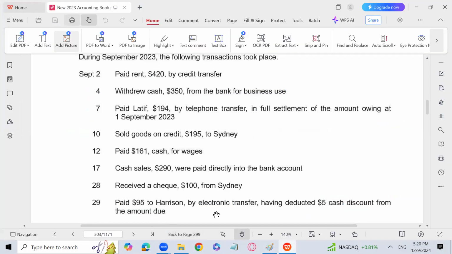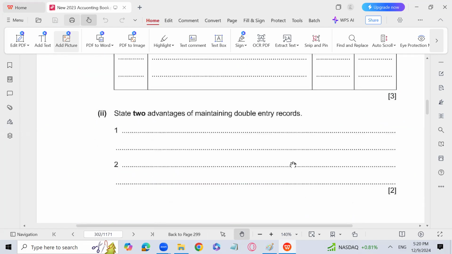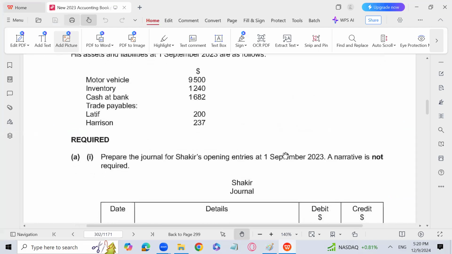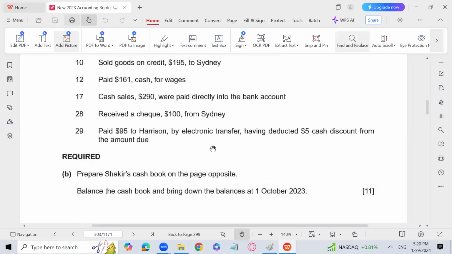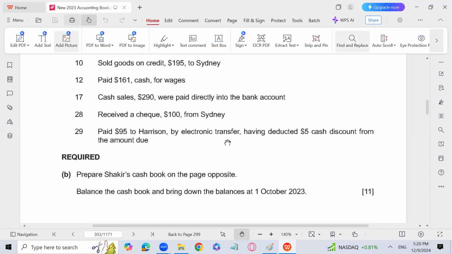Paid 95 to Harrison by electronic transfer, having deducted $5 cash discount from the amount due. Let's see what amount we are supposed to pay to Harrison. That is 237. But out of that, we are not paying the whole amount. We are paying 95 by electronic transfer, having deducted $5 cash discount from the amount due. It means that $5 has already been deducted from the total amount, which is 100. Out of 100, we are paying 95 and 5 is basically discount received.